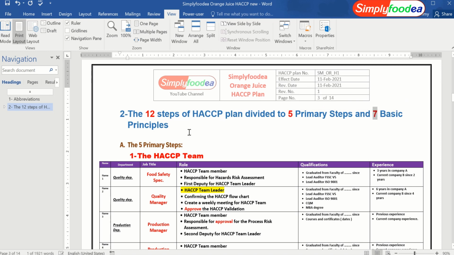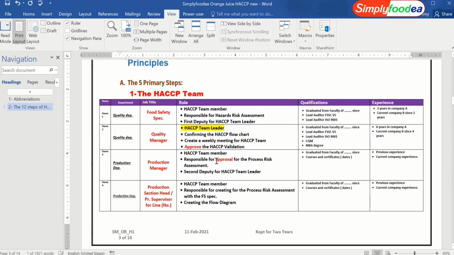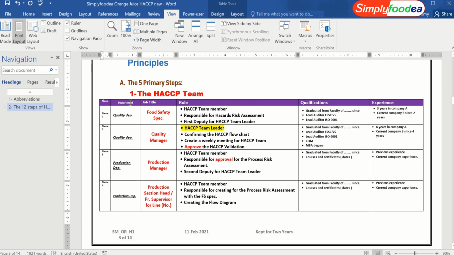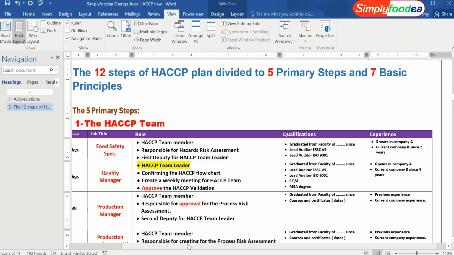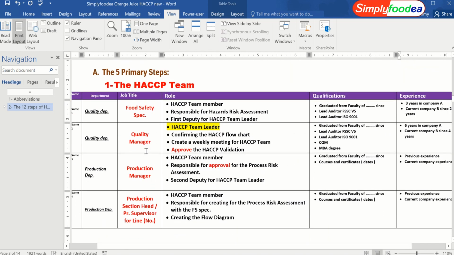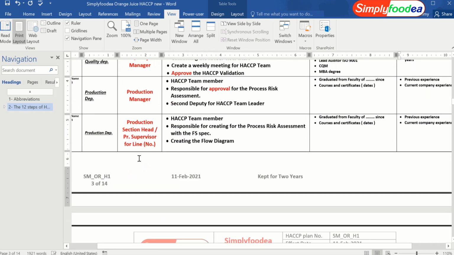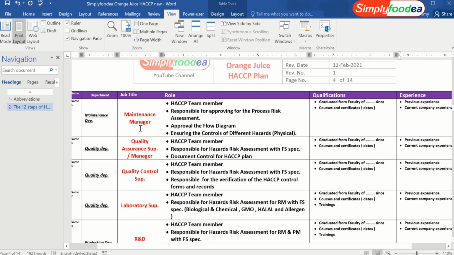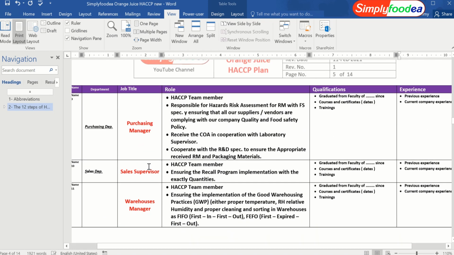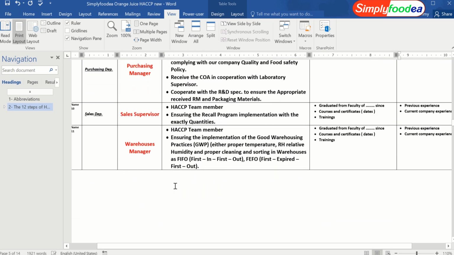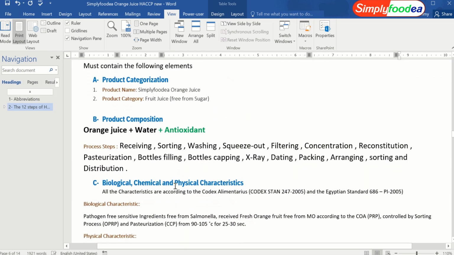The 5 primary steps start with the formation of the HACCP team, and we have defined that we must mention the name and the department, the job title, the role, the qualifications, and the experience of the HACCP team, and what departments are included in the HACCP team, like the food safety, the quality manager, the production section head, the maintenance, the quality assurance, quality control, laboratory, the R&D, the purchasing, the sales, the warehouses, and sometimes the security department.